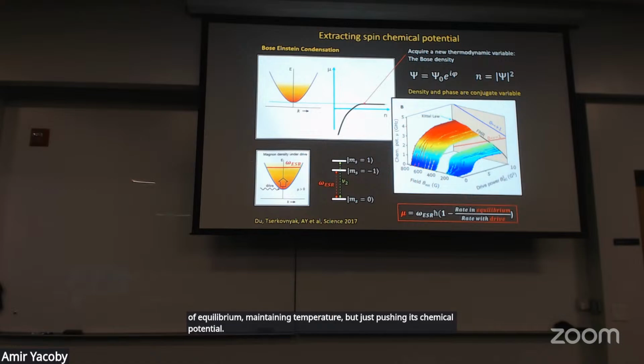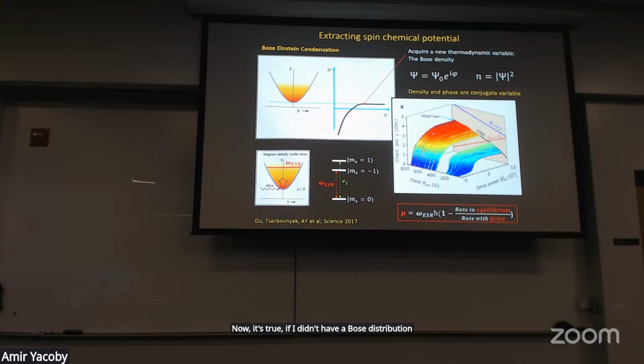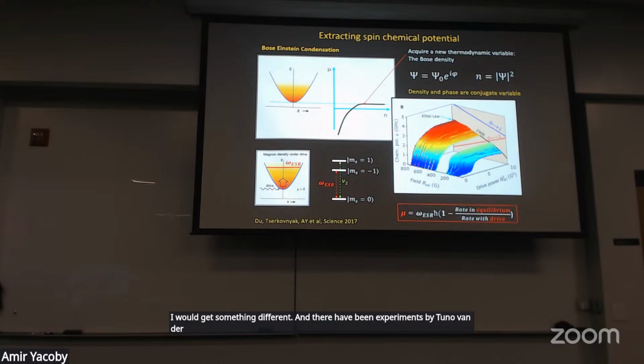Now, it's true, if I didn't have a Bose distribution, then I wouldn't get saturation at this value. I would get something different. And there have been experiments by Toeno van der Sar in Delft, for example, that show that you can deviate from this type of saturation if you're driving the system indeed into a distribution.